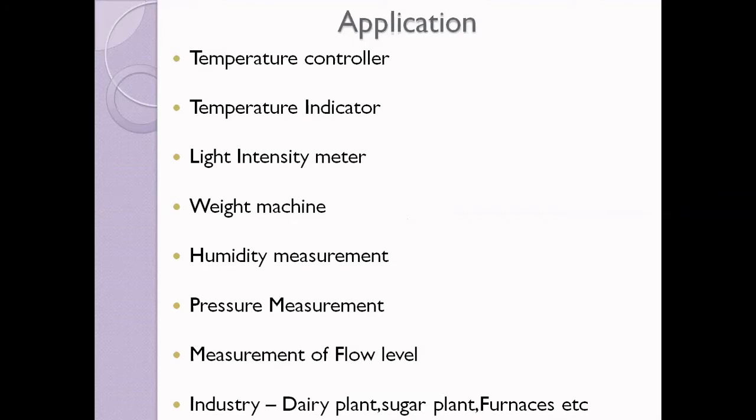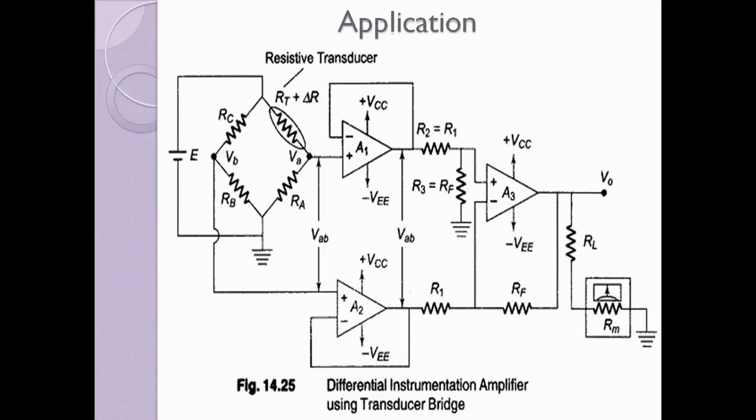Next, light intensity meter. If you want to measure the intensity of light, you can use the instrumentation amplifier. To measure physical quantities, we can use it in weight machines, humidity measurement, pressure measurement, and measurement of flow level, water flow, liquid flow, gas flow. Mainly in a lot of industries we use this instrumentation amplifier, for example, dairy plants, sugar plants, furnaces, etc. The temperature. There are four arms.